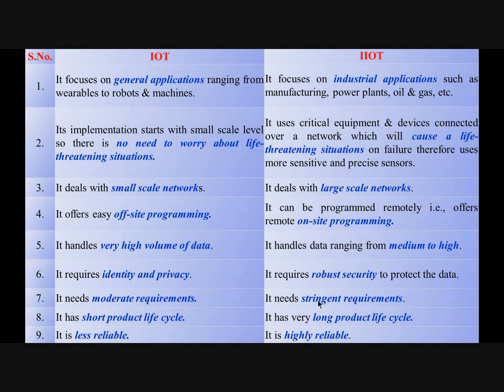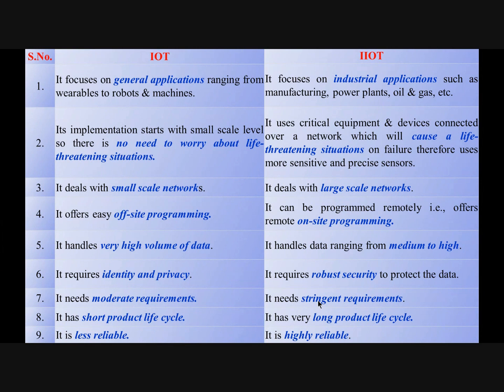And then IoT deals with small-scale networks, whereas IIoT deals with large-scale networks. IoT can be easily offered for off-site programming. Okay, whereas IIoT can be programmed remotely and it also offers on-site programming. That facility is also being offered. IoT handles a very high volume of data, whereas IIoT handles medium to high volume of data.